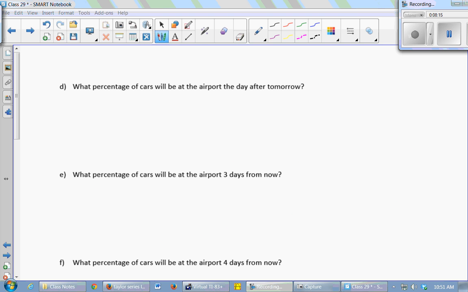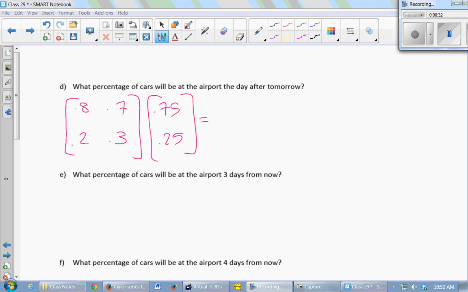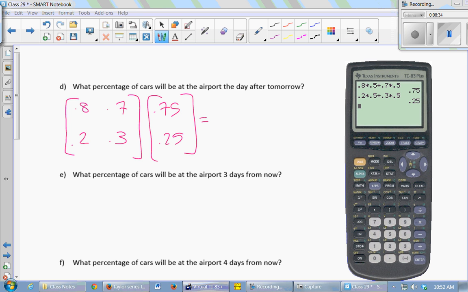So what percentage of cars will be at the airport the day after tomorrow? I take my stochastic matrix and multiply by the last one, 0.75, 0.25. All right, so 0.8 times 0.75 plus 0.7 times 0.25. I get 0.775.